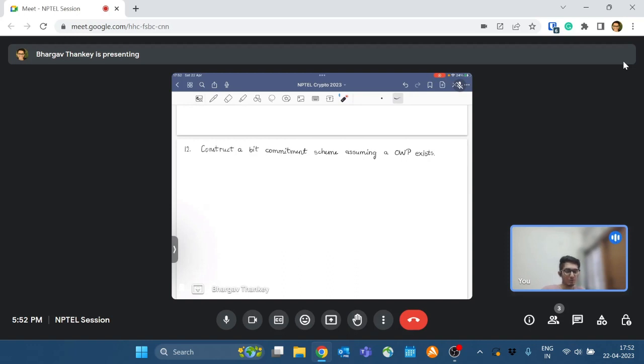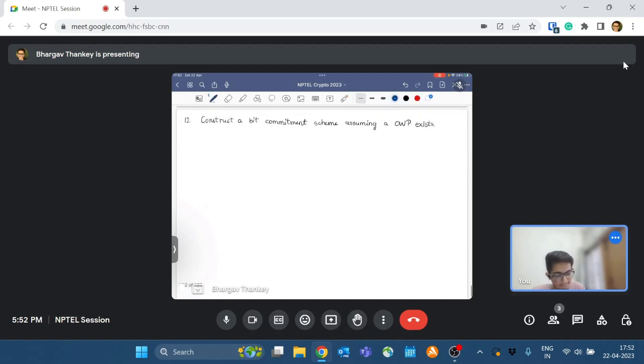In this question, what we'll do is we'll construct a bit commitment scheme. That is a scheme that allows us to commit one bit, 0 or 1, using another assumption. And what we'll assume is that a one-way permutation, or OWP, exists. So the question is to construct a bit commitment scheme using a one-way permutation. So let's see how we can do this.